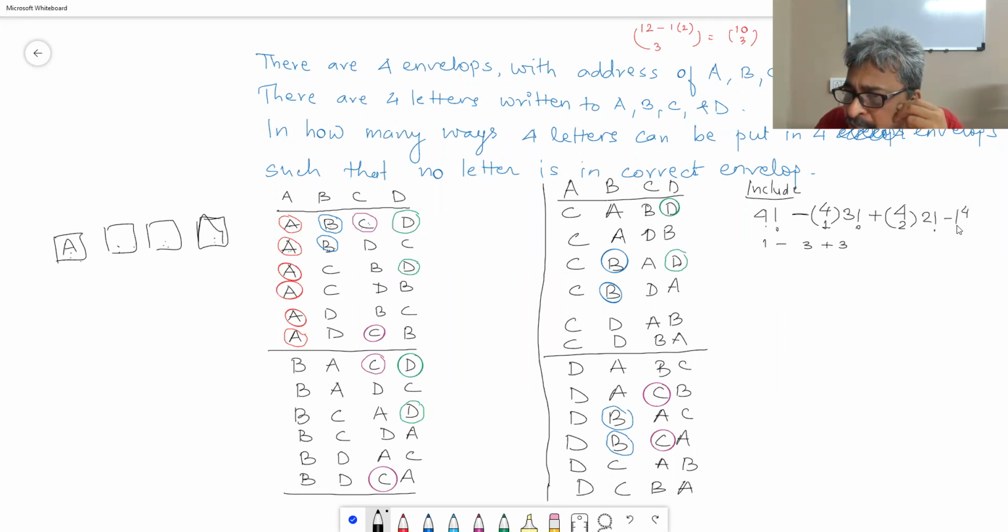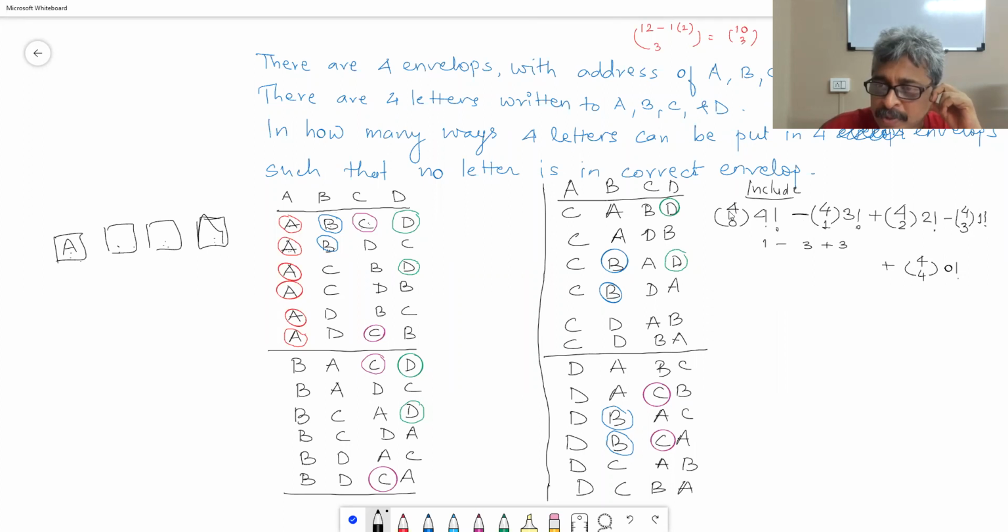In how many ways can you have 3 letters in correct envelopes out of 4? 4 choose 3 ways. The remaining will get permuted in 1 factorial. Actually, you should write the last one as plus 4 choose 4 ways into 0 factorial. And to restore symmetry, we can write 4 choose 0 ways 4 factorial. So this is going to be the answer.